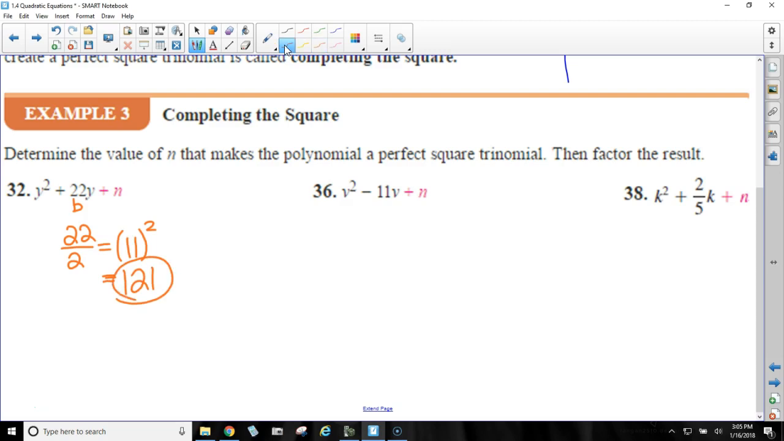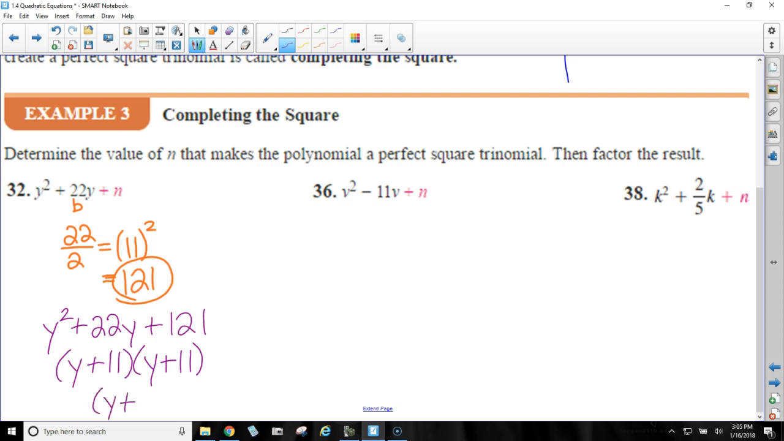Now you can check what we're doing here by asking, does y squared plus 22y plus 121 factor all nice and neat? Is 121 our magic number? Yes, it would be, because this factors into y plus 11 times y plus 11. We would write that next as y plus 11 quantity squared. So our answer here, what they're asking you for, is the value of n. In that case, it's 121.